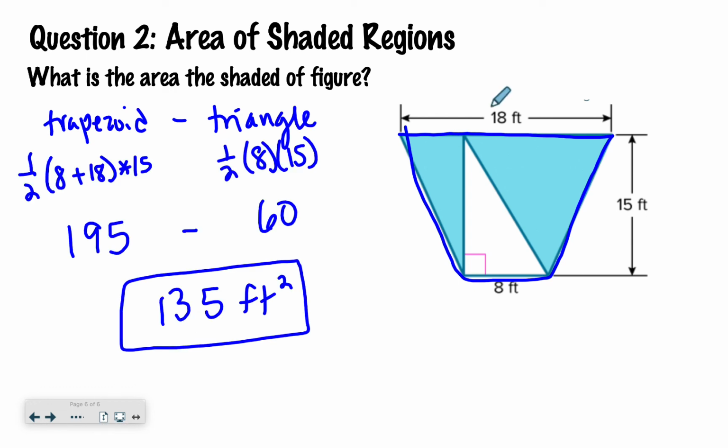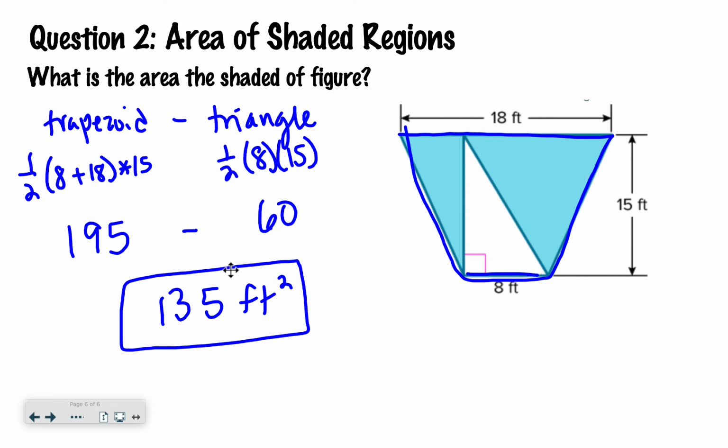All right, so for this problem, hopefully you found the area of the trapezoid, and you found that by saying 1/2 times, and then you took the bases, which are 8 and 18. You added 8 plus 18 to get 26, and then you said times 1/2, which is 13, and then you multiplied by the height of the figure, which is 15. So 13 times 15 gives us 195.